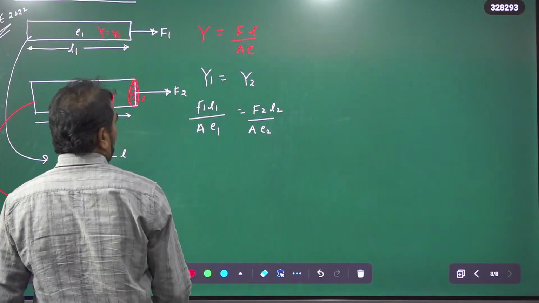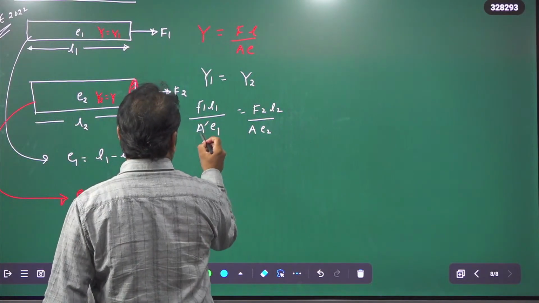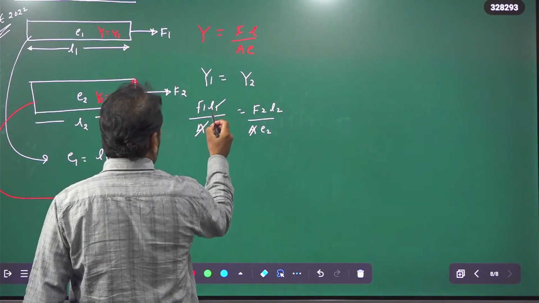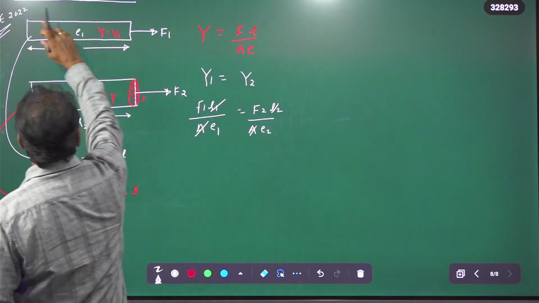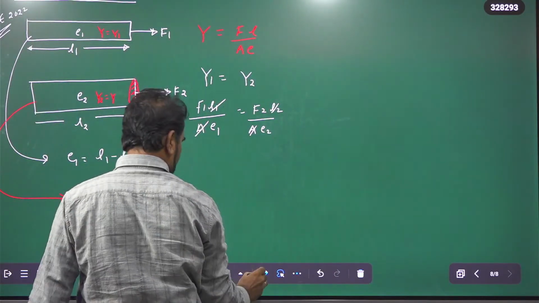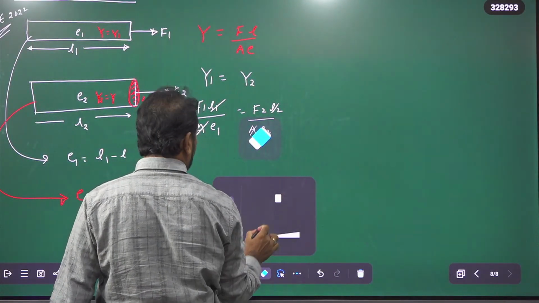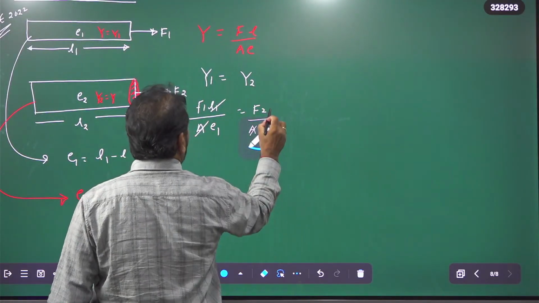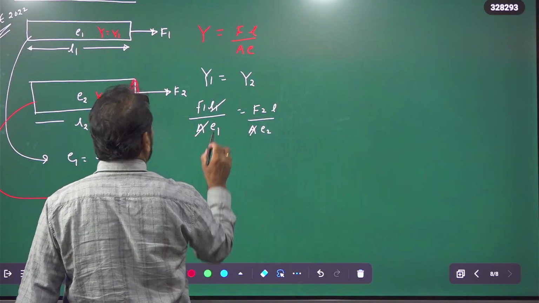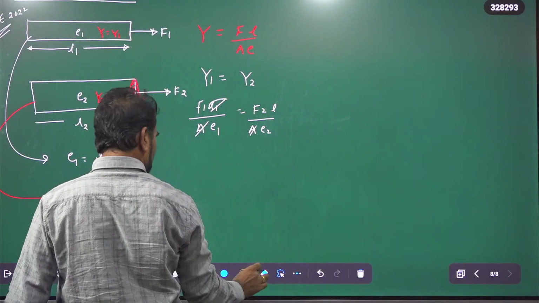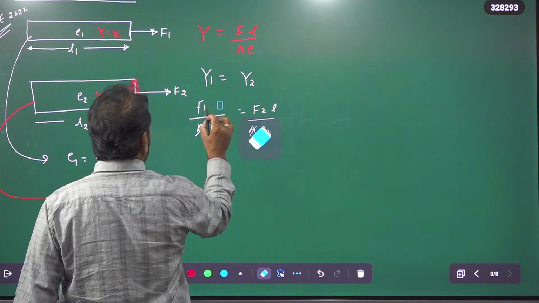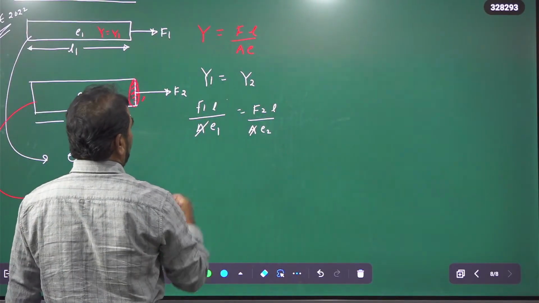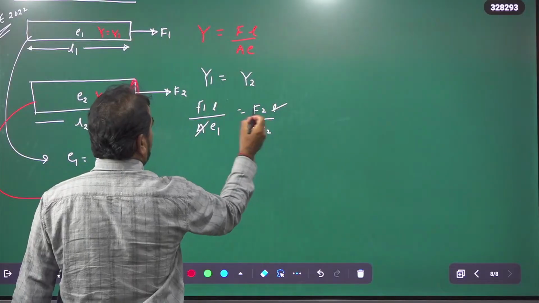Here, A gets cancelled out. The natural length would be the same, so let's take it as L on both sides. L gets cancelled out on both sides.